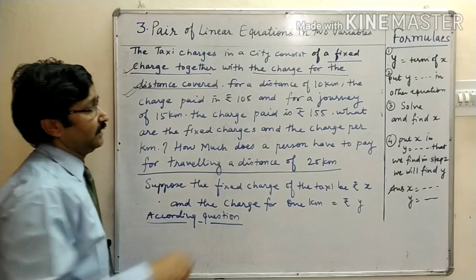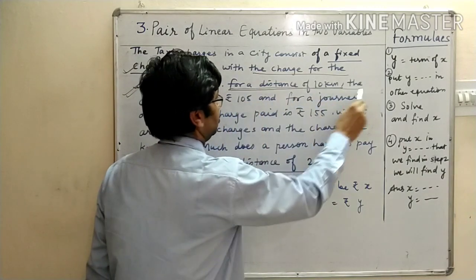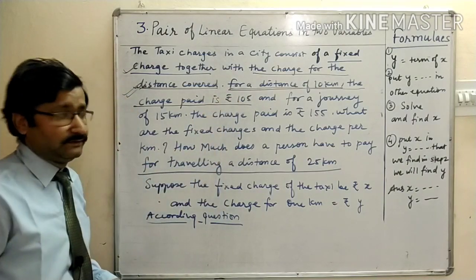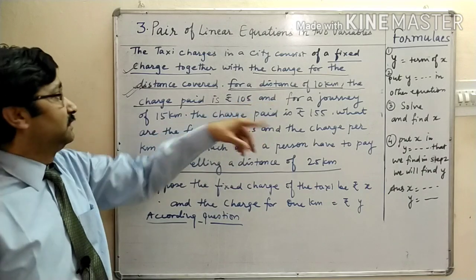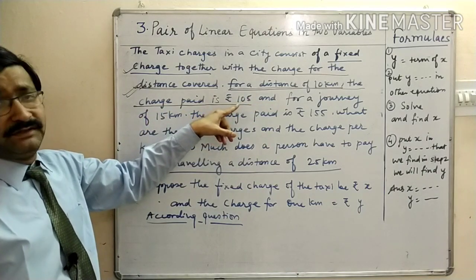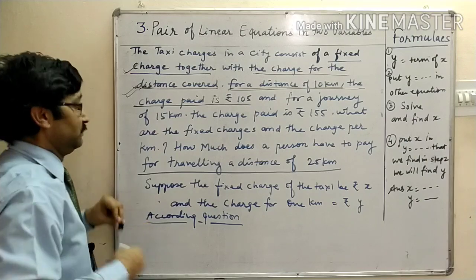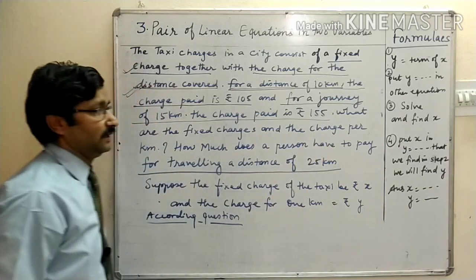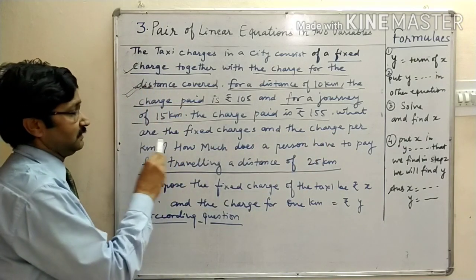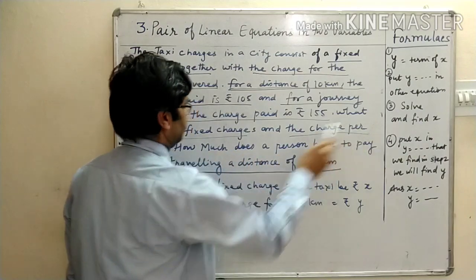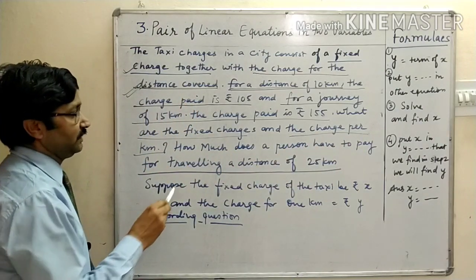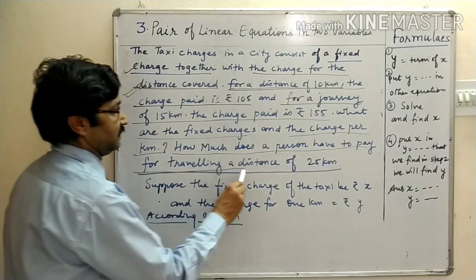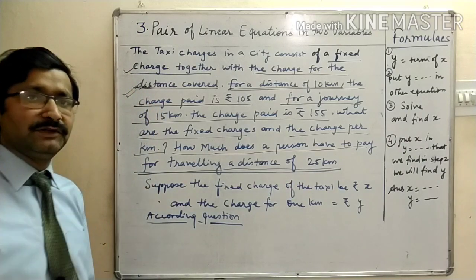For a distance of 10 kilometer, the charge paid is rupees 105. And for a journey of 15 kilometer, the charge paid is 155. What are the fixed charge? Means what you have to find? Fixed charge you have to find, and charge per kilometer you have to find. And some more things you have to find: how much does a person have to pay for traveling a distance of 25 kilometer? For 25 kilometer also you have to find it.